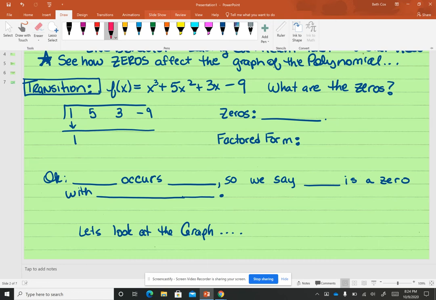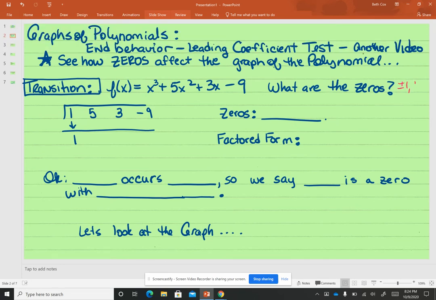We have a polynomial here, x to the third plus 5x squared plus 3x minus 9, and we want to find the zeros. Our potential zeros are positive and negative 1, positive negative 3, or positive negative 9. Those are our possibles. We get that list from our factors of 9 over our factors of 1. Then we do synthetic division. We pick one of those and do synthetic division. So I'm going to pick 1 and see if it works.